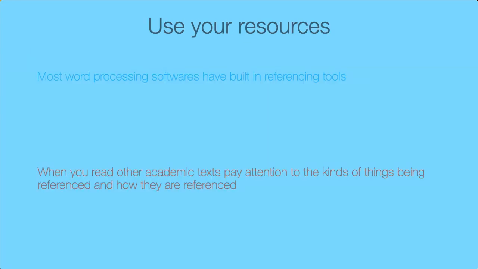So the most important is to read other academic texts and pay attention to the kinds of things being referenced and how they are referenced, to give yourself a good idea of what to be doing in your own paper. Most word processing softwares also have built-in referencing tools which you can use. And of course, online is an immense amount of information for you to consult.